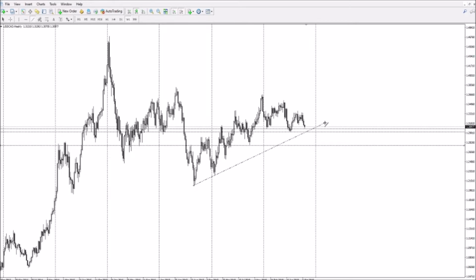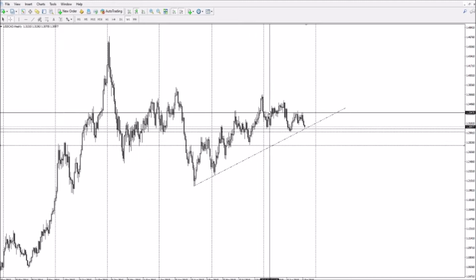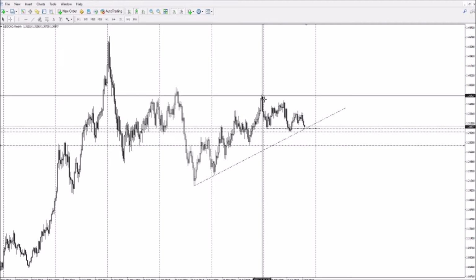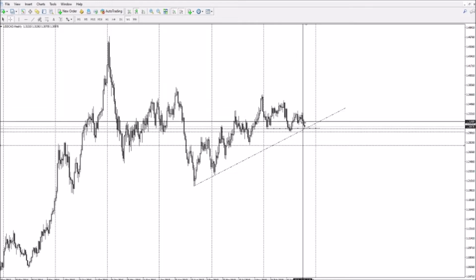I don't trade trend lines, but I use them for just directional bias. So clearly you can see the trend, higher highs, higher lows. We've had one break here in market structure and failed to make a higher high. So we have a high here, failed to make a higher high. We've had a bounce from here before, and we've had a bounce from here before.